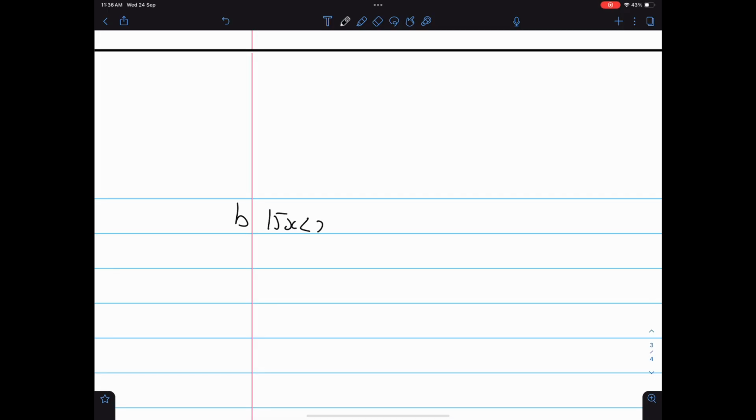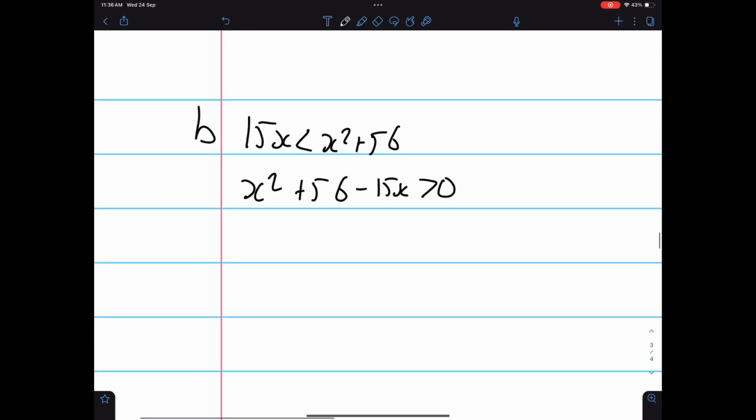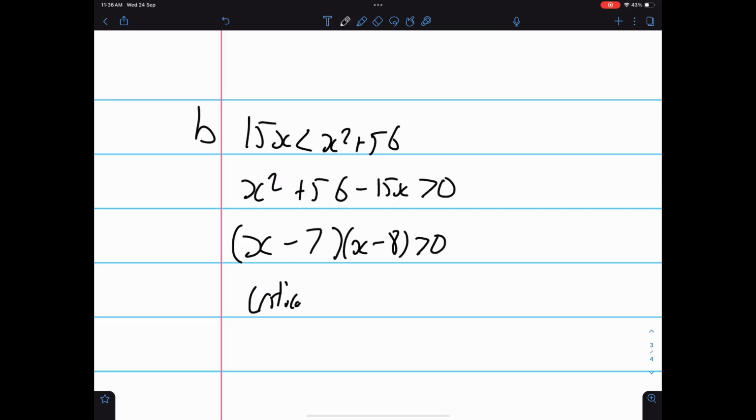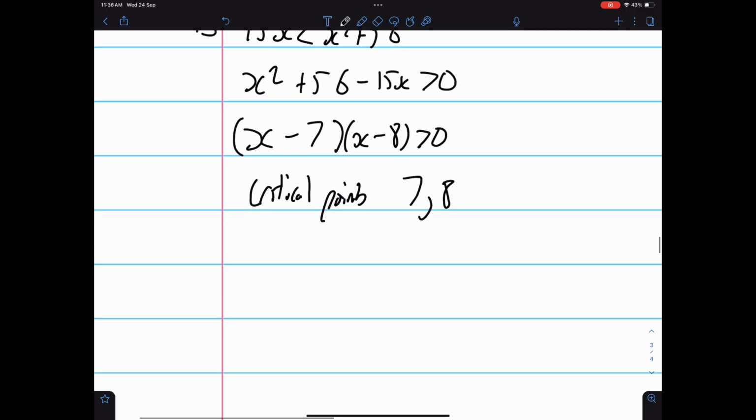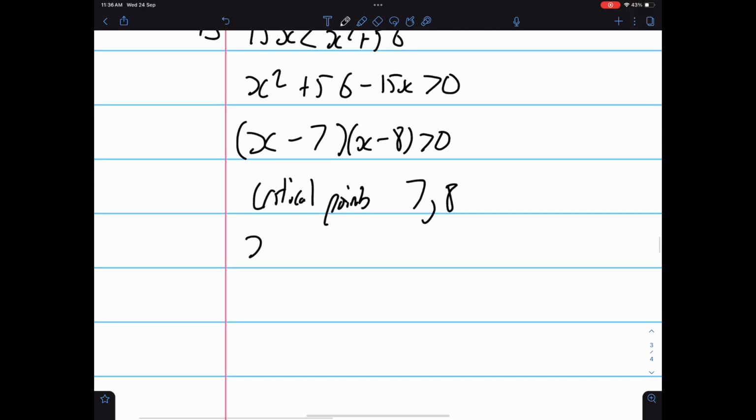15x less than x squared plus 56. So x squared plus 56 minus 15x will be greater than 0. (x minus 7)(x minus 8) greater than 0. Critical points 7 and 8, and we want to be greater. So x needs to be less than 7, or x needs to be greater than 8.